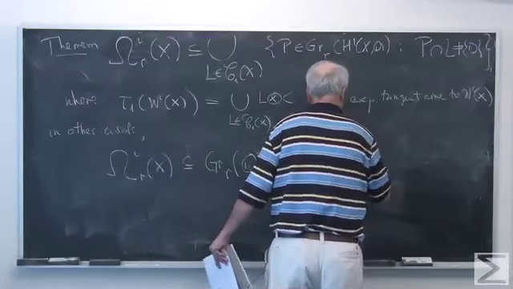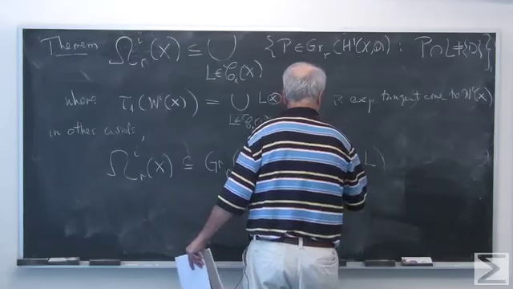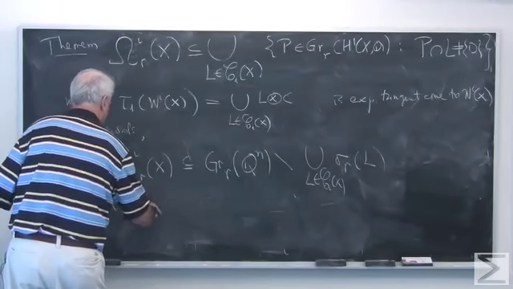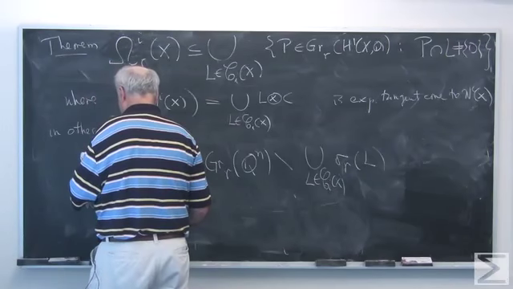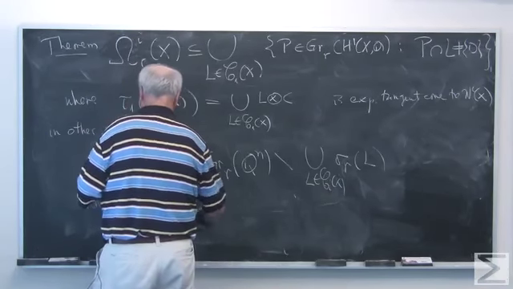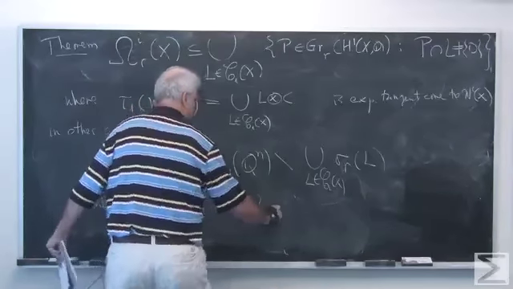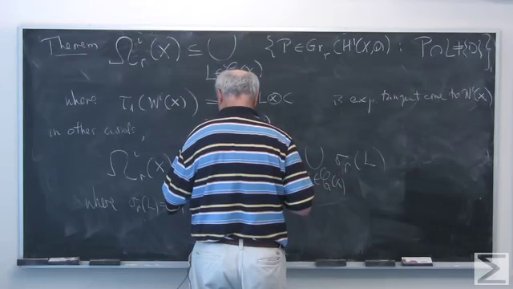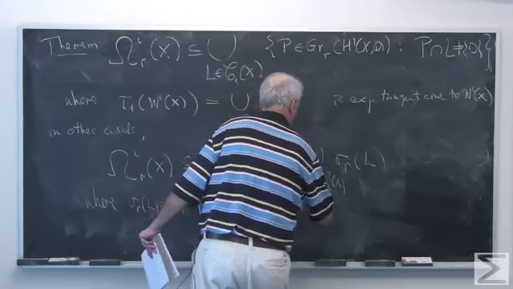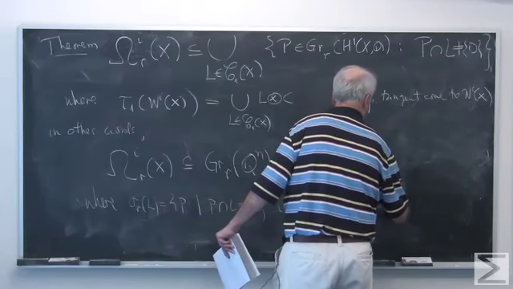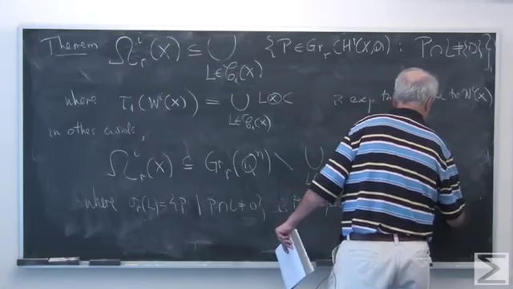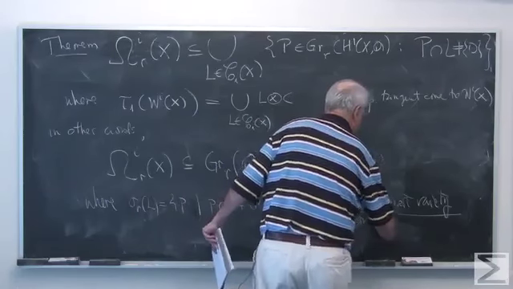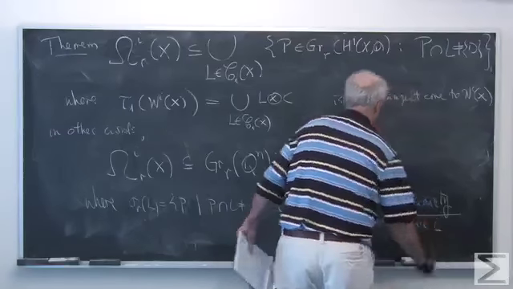So this is a well-known thing. This is like this, where sigma r of L, let me just make sure I wrote exactly, is the special Schubert variety associated to the subspace L.